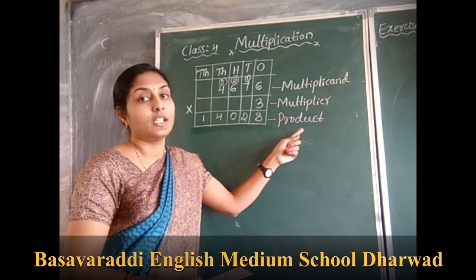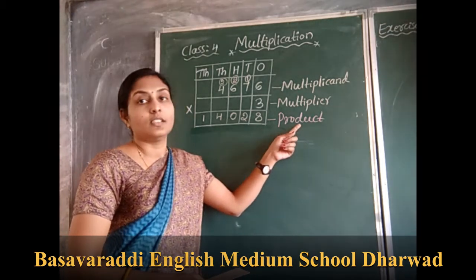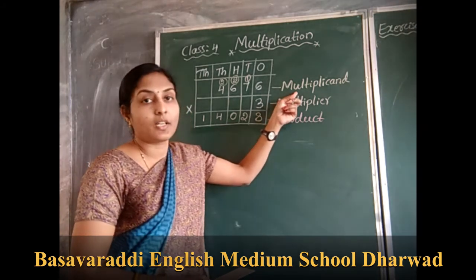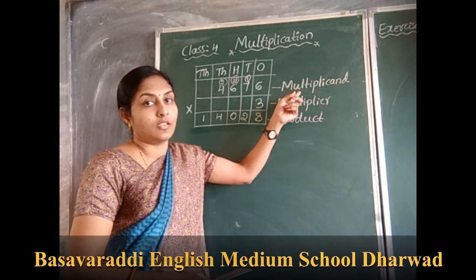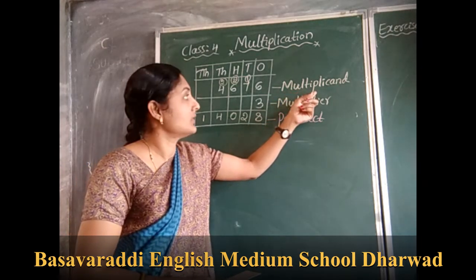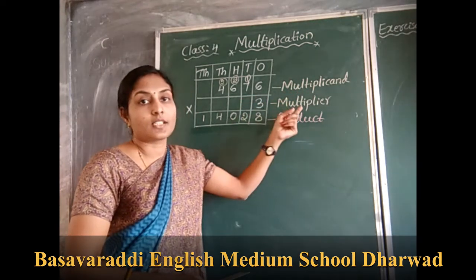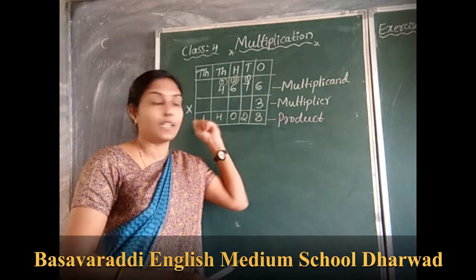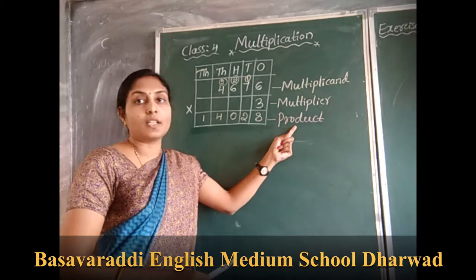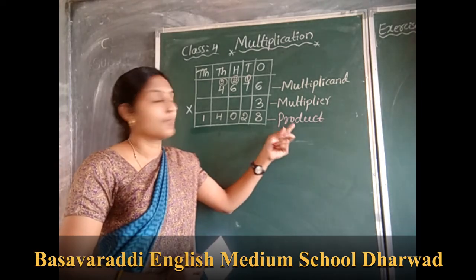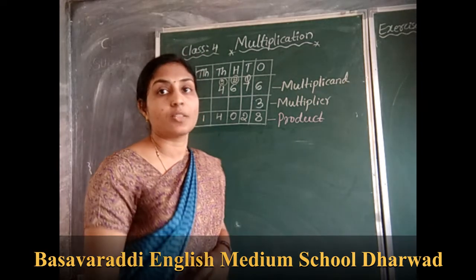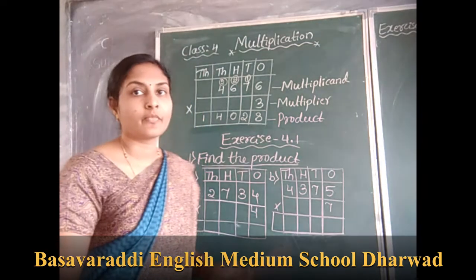So what is the product there? The result of the multiplication is called the product. What is the multiplicand there? The first number is called the multiplicand. The second number by which the multiplicand is multiplied is called the multiplier. The result of the multiplication is called the product. With this knowledge, we have to solve some problems.